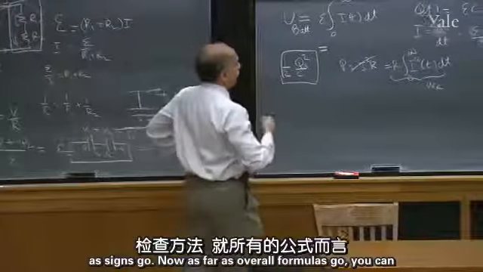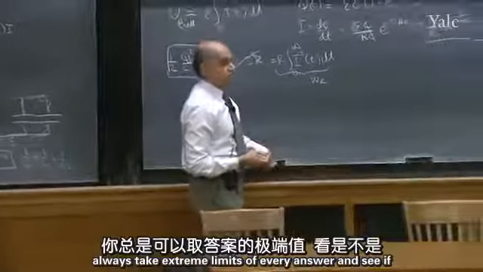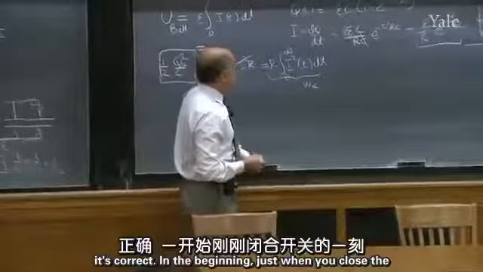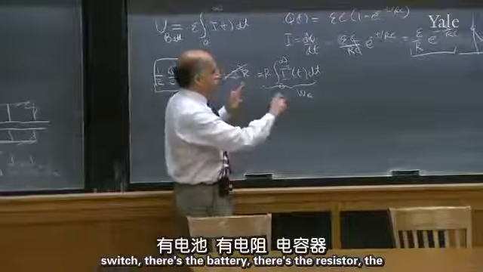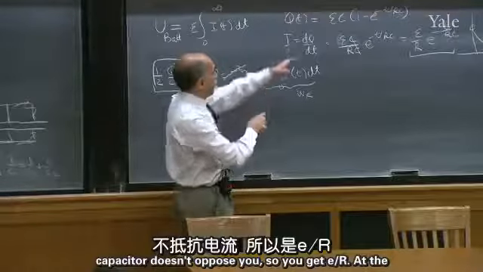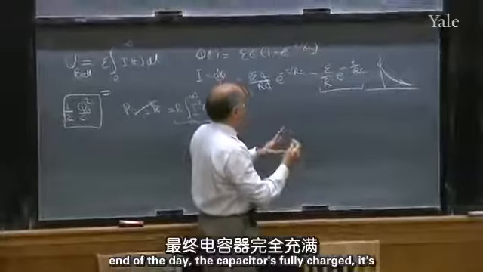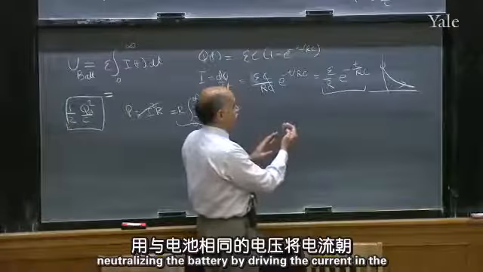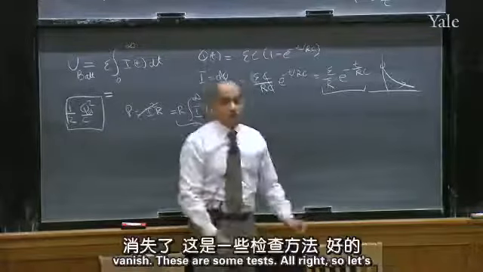Then as far as overall formulas go, you can always take extreme limits of every answer and see if it's correct. In the beginning, just when you close the switch, there's a battery, there's a resistor, the capacitor doesn't oppose you, so you get E over R. At the end of the day, the capacitor is fully charged, is neutralizing the battery by driving a current in the opposite way with equal voltage, so the current should vanish. These are some tests.